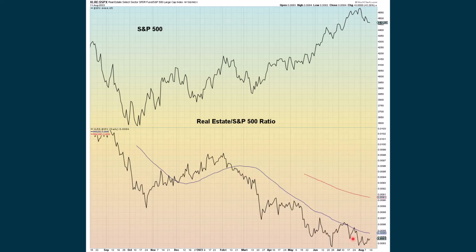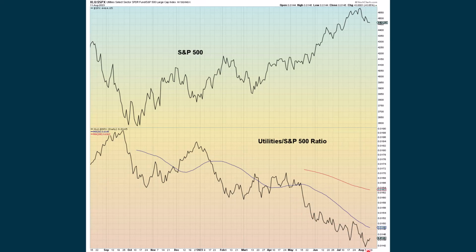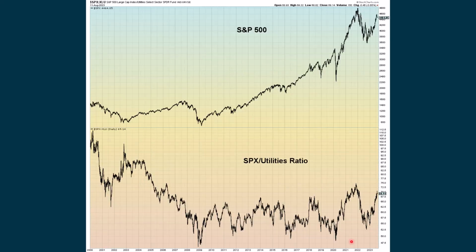Real estate continues to be in an overall downtrend compared to the S&P. The staples, a little bit of a bounce, but still in a downtrend. And utilities, a little bit of a bounce, but still in a downtrend. Then we look at the S&P to utilities ratio. And when this is going up, this is one of our possible positive scenarios, and this often gives good support to the S&P.